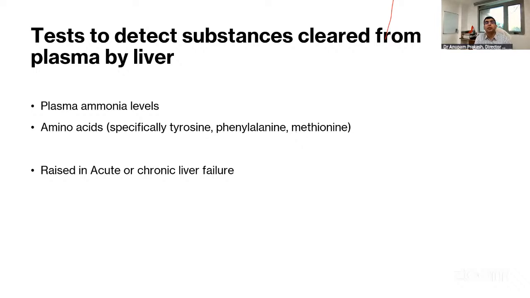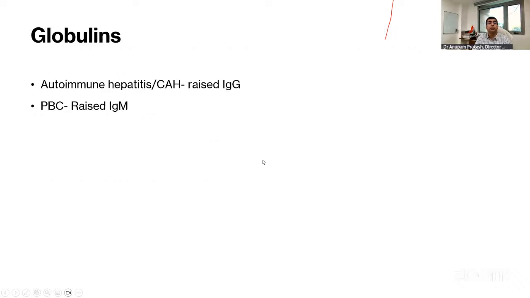Now, this I already talked about. You can test for substances cleared from the plasma by the liver. The plasma ammonia is what we commonly use, but yes, in inborn errors of metabolism, you can also test for amino acids, specifically tyrosine, phenylalanine, and methionine. And I already mentioned plasma ammonia levels would be elevated in acute or chronic liver failure and will correlate with encephalopathy status at times. Globulins: in autoimmune hepatitis, you can have raised elevation, especially in chronic liver disease. You can have IgG elevations, or IgM elevations in primary biliary cirrhosis.